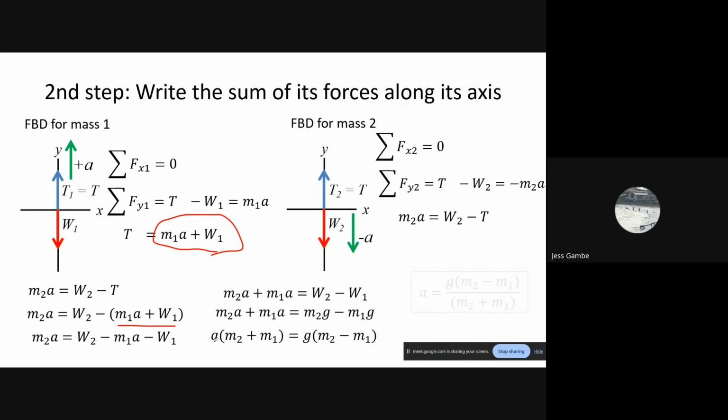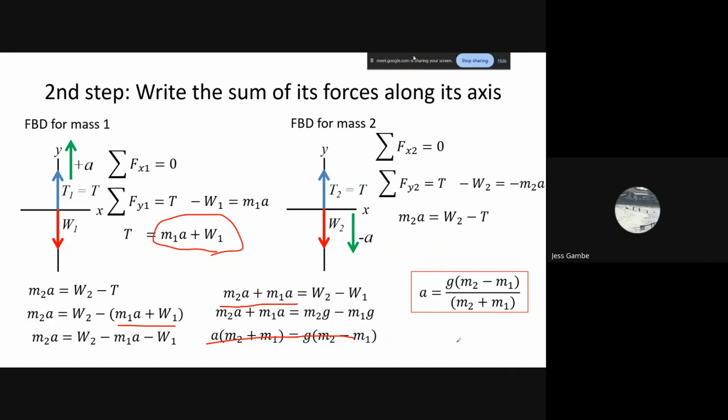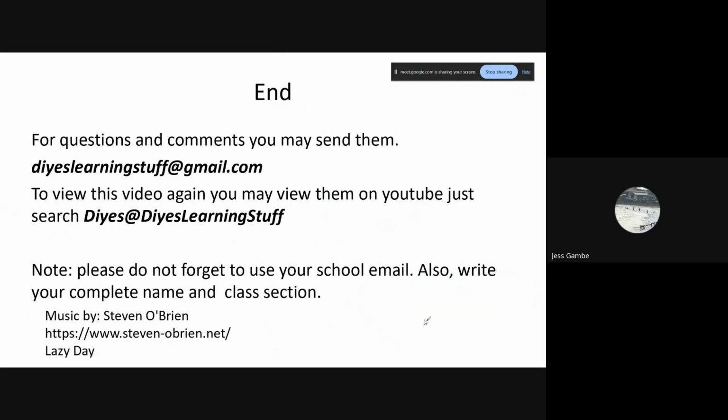Then we group like terms. So, na-dre sa left side ang mga M2 o M1, then sa right side ang W2 minus W1. Okay? So, rewriting, you get a proportion expression. A is equal to this. Okay. Finally, ang acceleration niya is given as a ratio of gravity, the difference of M2 minus M1 over the sum of M2 plus M1. Okay.